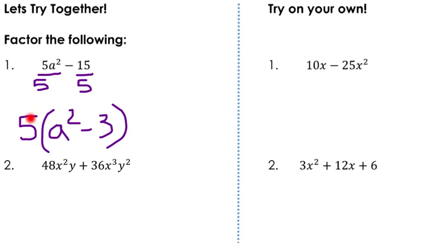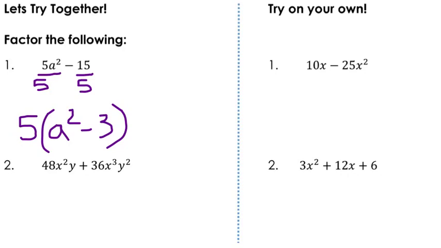We did write this using distribution, so if I were to distribute this 5 back in there, I would end up exactly with what I started with. It's important to realize that when we factor something, we're not changing the value of it, we're just writing it in a different form. We can treat question 2 in the exact same manner we treated question 1.